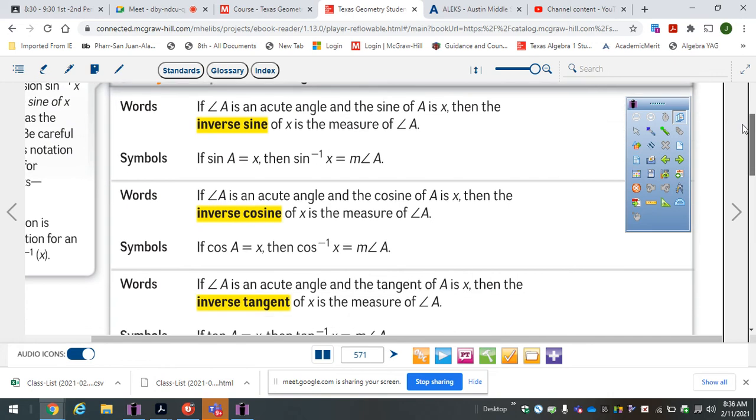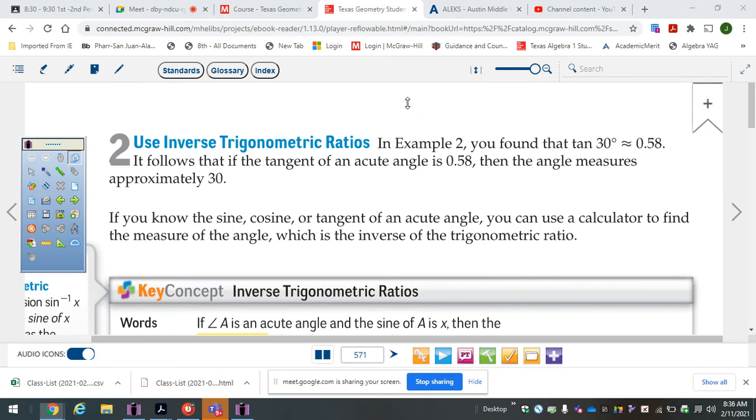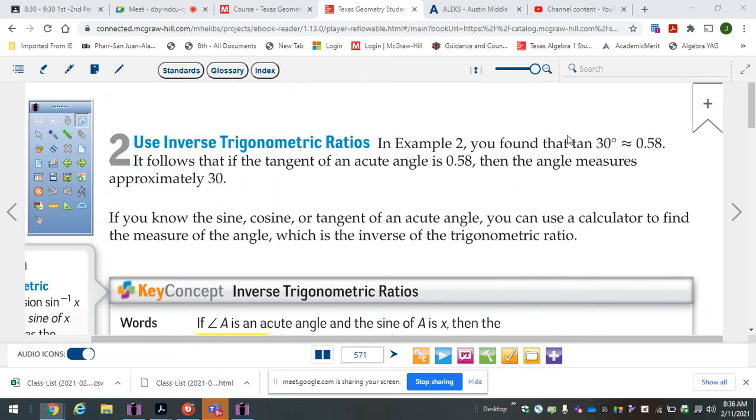So then we said, okay, if you got the answer, I'll show you what they showed us here. If you knew tangent of 30 degrees is approximately equal to 0.58, then you could do inverse tangent of this number to give you the degrees. And that's what we figured out here.